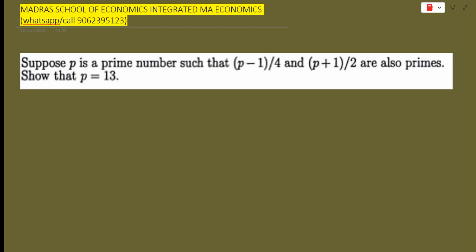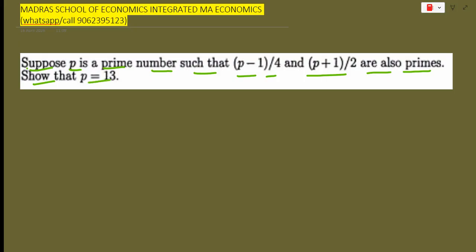It looks simple, but actually it's a trap for the unprepared. So let's dismantle it. Read the question first. Question says, suppose P is a prime number such that (P minus 1)/4 and (P plus 1)/2 are also primes. So show that P equals 13.